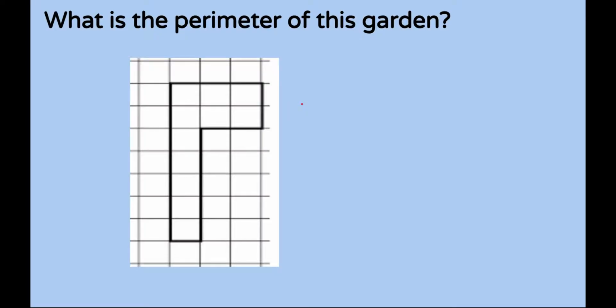All right, one last problem for real life. This I've shown you before. It's the shape of my backyard. This is a top view of my garden. We need to figure out the perimeter. Pause the video and find the perimeter of this shape.